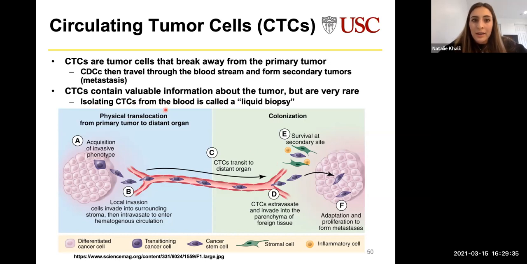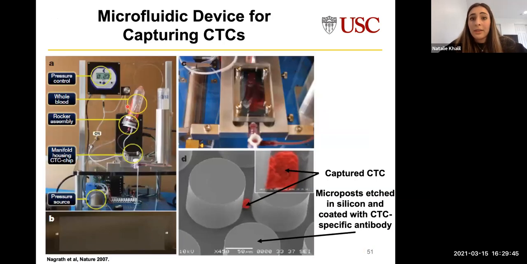So you can take a blood sample from a cancer patient, which is called a liquid biopsy, in order to isolate their circulating tumor cells. But again, this population is very rare. So with microfluidics, we can start to capture the circulating tumor cells and sort of like filter them out and keep them for downstream assays. So this is an example of that.